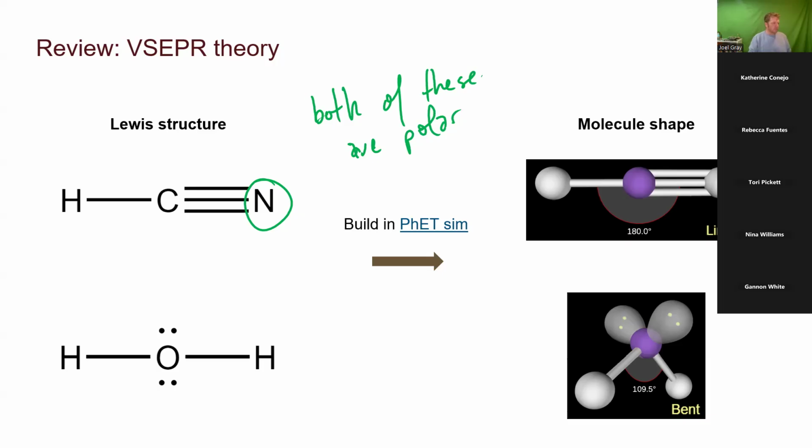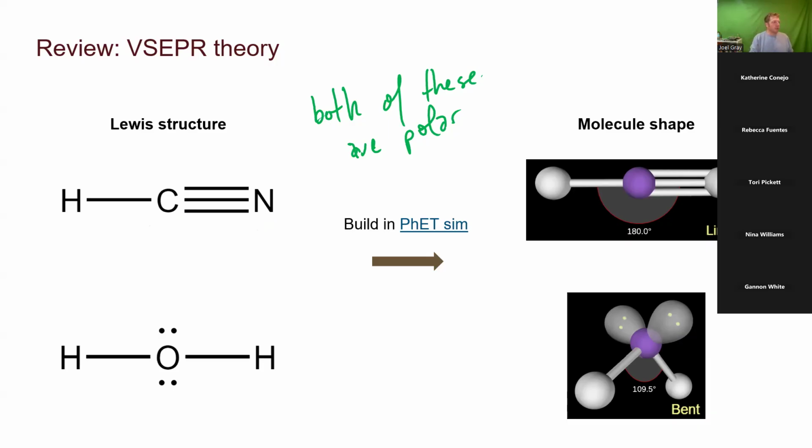So let's say the electronegativity for nitrogen, let's call it 3.5, and carbon, let's call it 2.8. Okay, then this would be, no, I'm going to erase those. I don't want to put the wrong numbers and get it wrong.